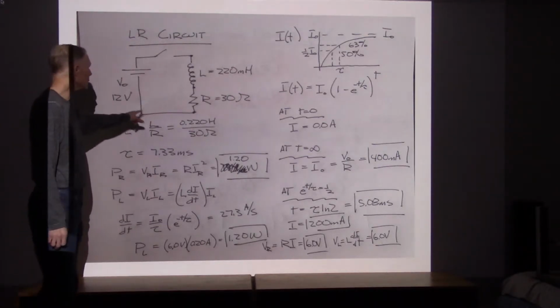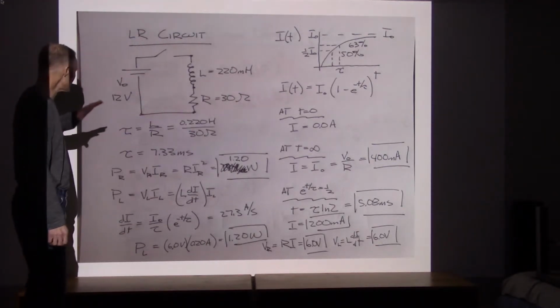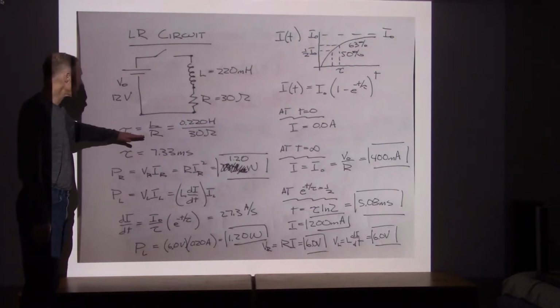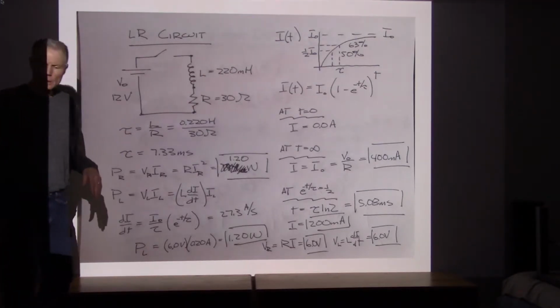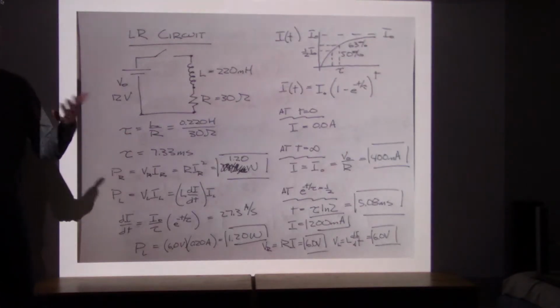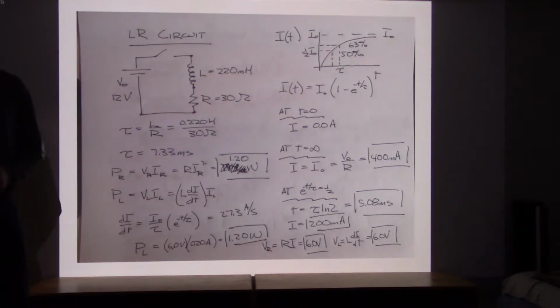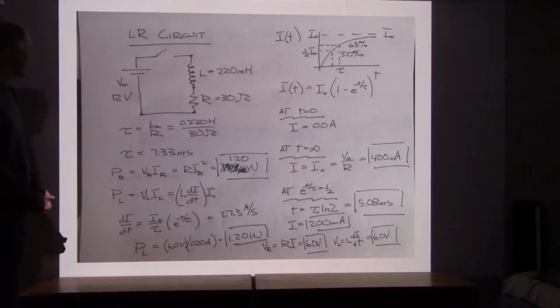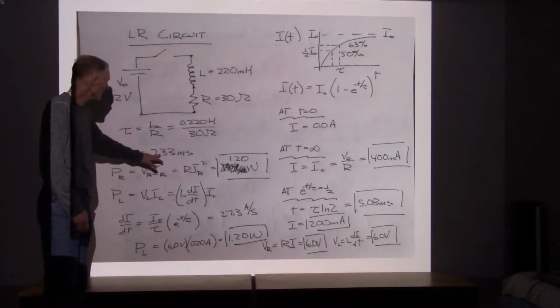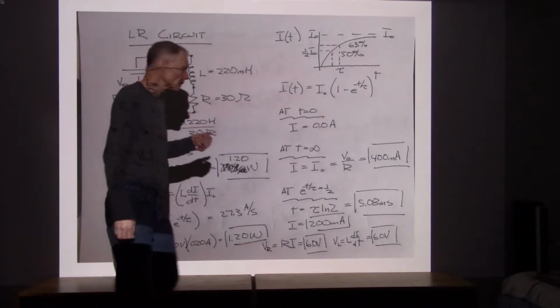So here's what the circuit looked like, and the first thing that they'd ask us about, and we went in and solved for, was the time constant. We said more inductance slows this process down. More resistance actually means it will take a shorter time because we're not going to a very large current in any case. And so that time constant worked out to be 7.33 milliseconds.